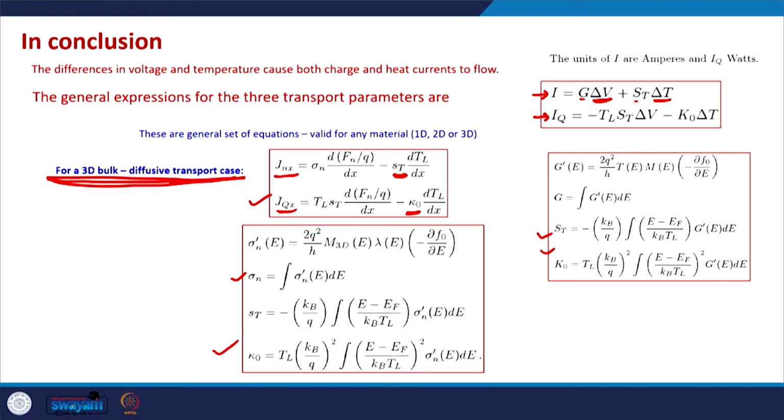So, I would recommend all of you to go through these expressions. These are just the natural generalizations of the derivations that we have already done. Okay. So, this essentially completes our discussion of thermoelectric effects.